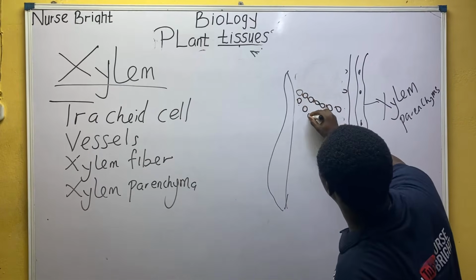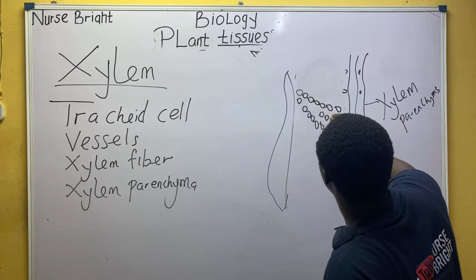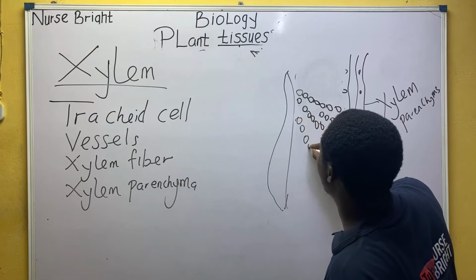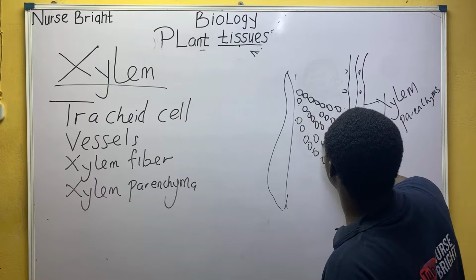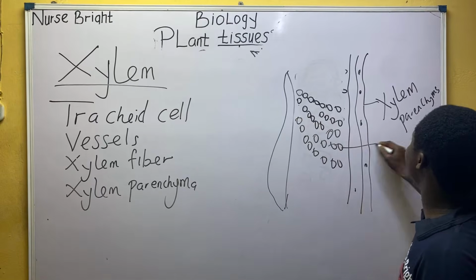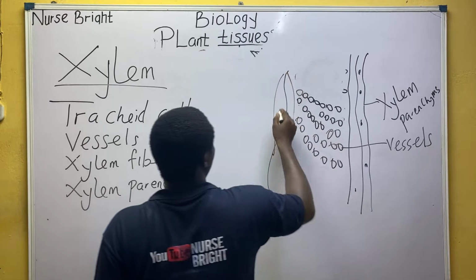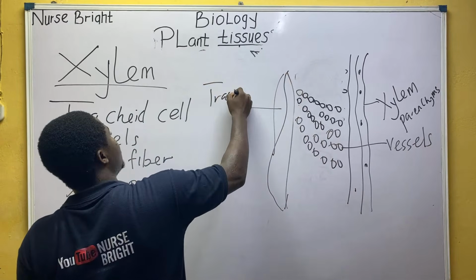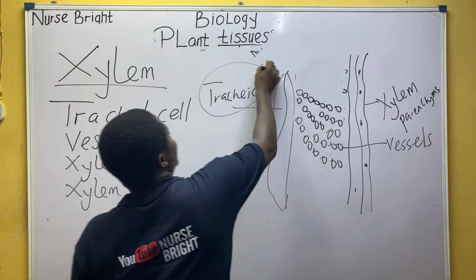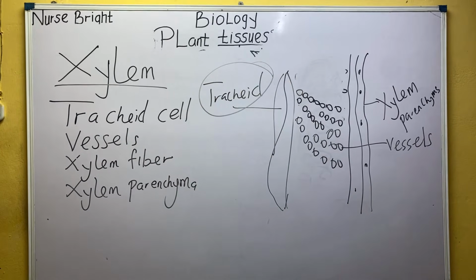They are the vessels. I'll tell you their functions very soon. We call them the vessels. Whereby this one is the tracheal cells, the tracheal cells of the xylem tissue.